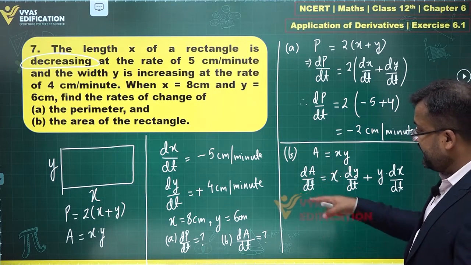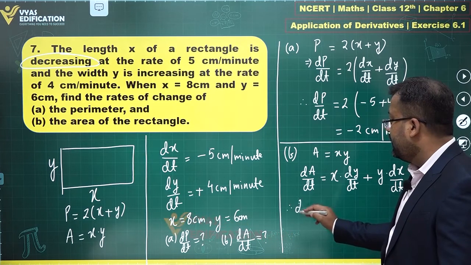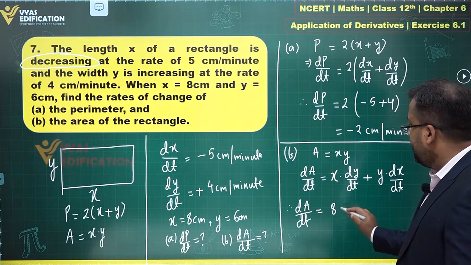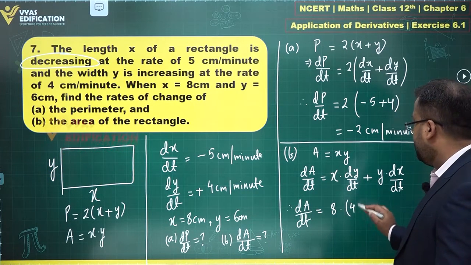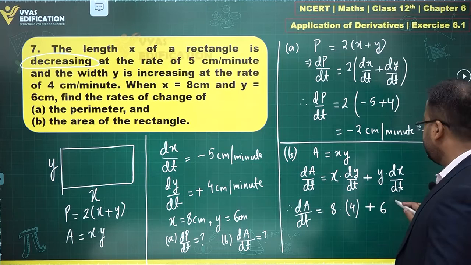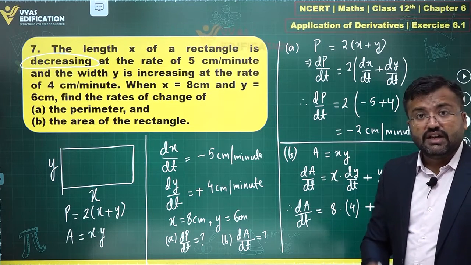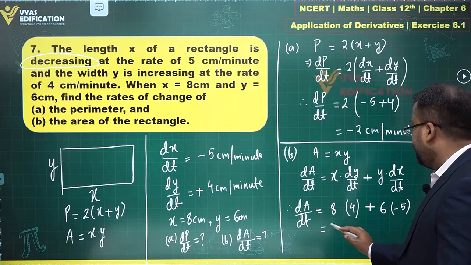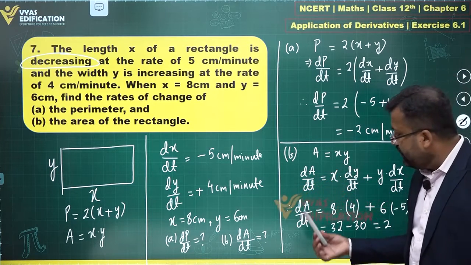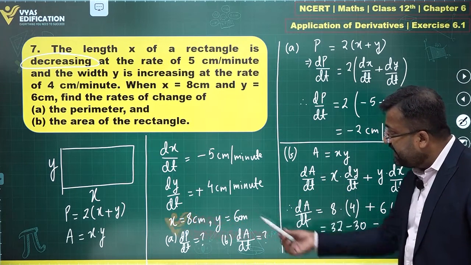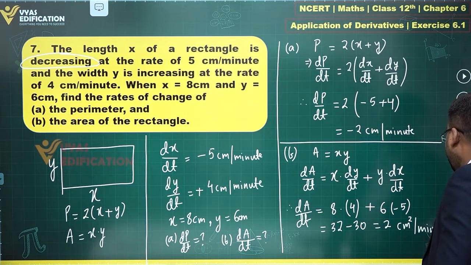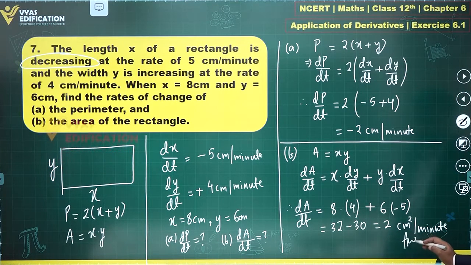Now let's continue further and see where these values take us. Therefore dA by dt will be equal to what? x is 8, dy by dt is 4, plus y is 6, dx by dt is minus 5. This is what we have. And therefore you'll have 32 minus 30, which is 2. The unit will be length squared upon time. Length is measured in centimeter, time is measured in minute. So this is centimeter square per minute. That is my answer for the second part over here.